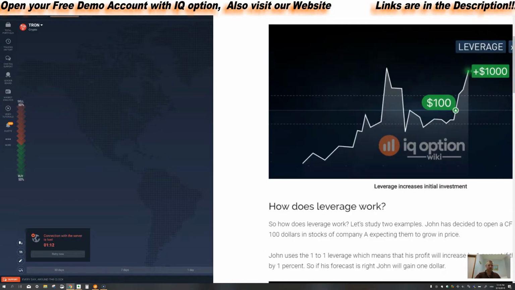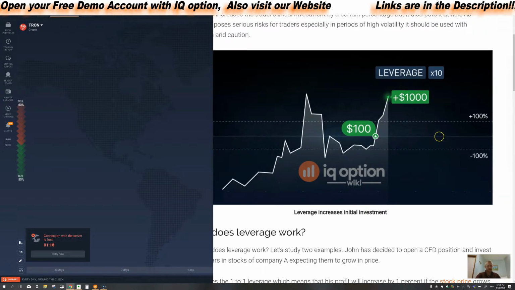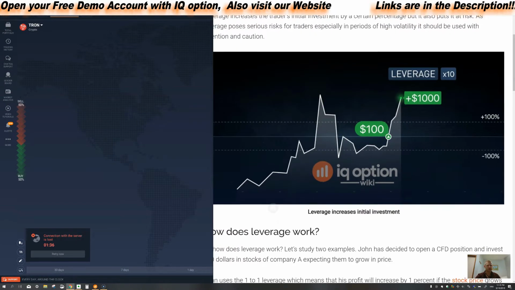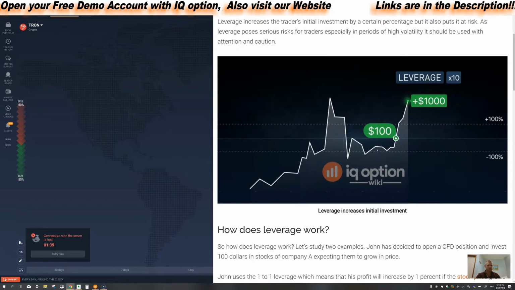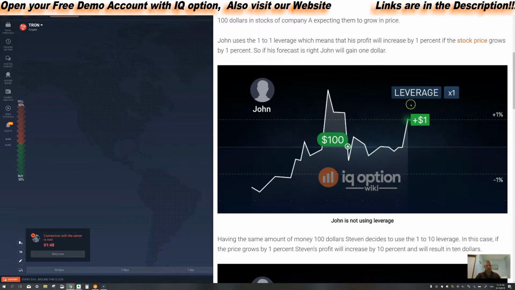Anyway, leverage multiplies your investment. If you zoom into the image here, you see a $100 investment, and you gain a 100% gain, or a 1000% return, because it's magnified 10 times. So that means if you invest $1, it counts as $10. In that way, with a smaller account, you can trade bigger money. What you're actually doing in this case is trading with $1,000 instead of $100. Now, this is the regular leverage, 1x.